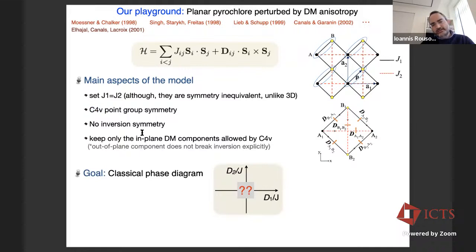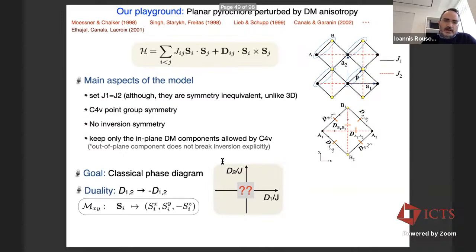And the goal is to establish and characterize a classical phase diagram of that model. We have two parameters: D1 over J and D2 over J. There is a duality transformation, basically a mirror, the XY mirror plane, that maps the positive D part of the phase diagram to the negative D part. So we only need to know what happens in the upper half of the phase diagram.